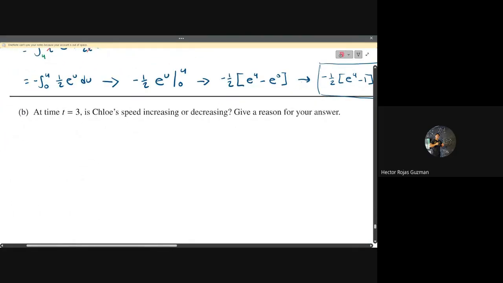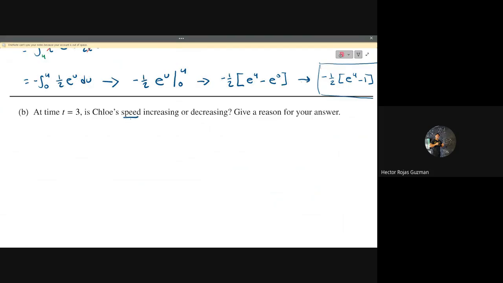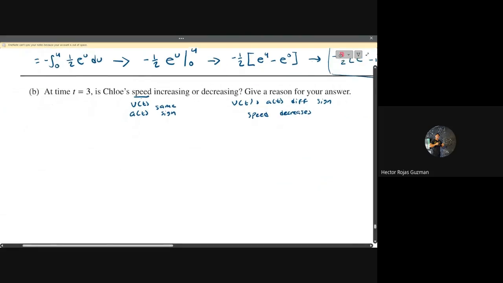Part B. Is Chloe's speed increasing or decreasing? Right, so this is a little tricky. We're talking about speed, not velocity. In order for speed to be increasing, velocity and acceleration must have the same sign. But if they have different signs, then that means the speed is going to be decreasing. So we're going to do both things.